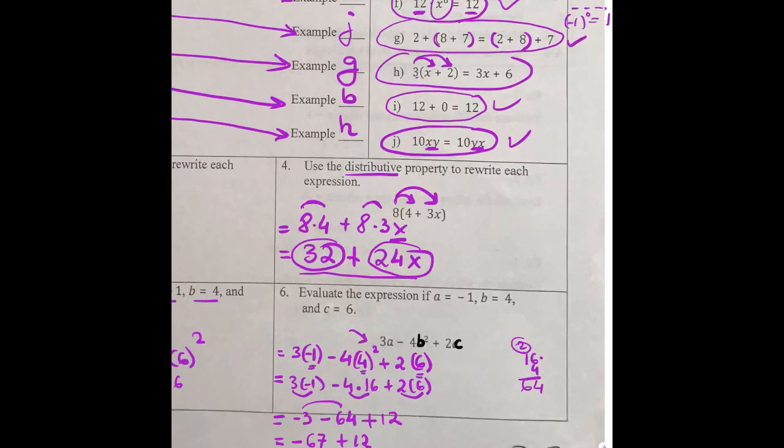-67 plus 12, when I have opposite signs, a negative and a positive, I subtract. So I do 67 minus 12, which gives me 7 minus 2 is 5, 6 minus 1 is 5. I get 55, but be careful with the signs. Keep the sign of the largest absolute value, meaning if you ignore the signs, which number is larger? 67 is larger, so I keep the sign of 67, which is a negative.